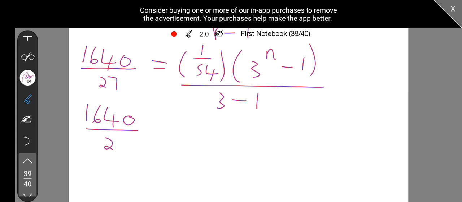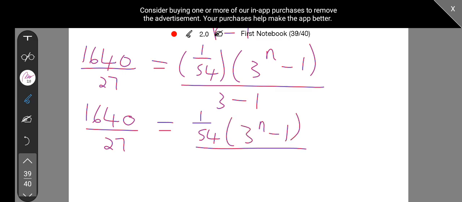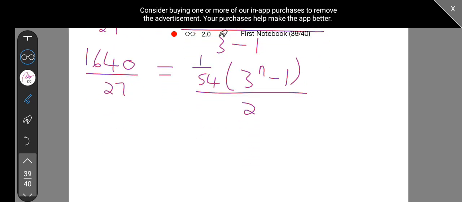1640 divided by 27 is equal to 1 over 54 multiplied by 3 to the power of n minus 1 divided by 3 minus 1, which is 2. So I'm sure you are all comfortable with the idea of cross multiplication. By cross multiplying, we're going to say that this one times this one and this one times this one. So let's do it and see what we get.